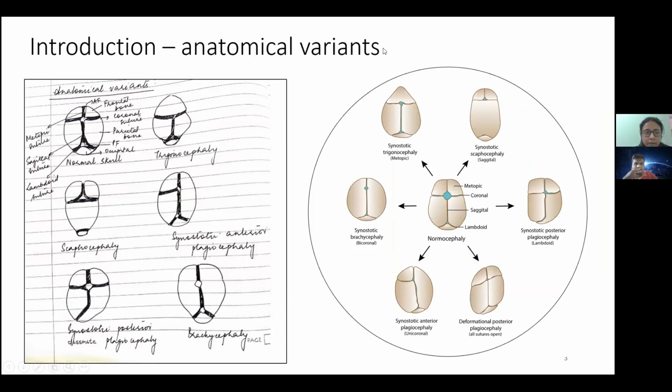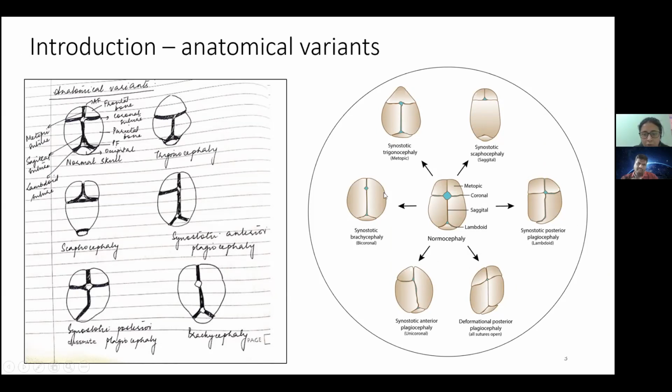So these are all the anatomical variants that are there. This is the figure of a normal skull with all the sutures intact that we saw in the previous figure also. This is trigonocephaly. In trigonocephaly, the metopic suture is fused and the skull takes on a triangular profile. This is synostotic scaphocephaly, in which the sagittal suture is fused and the skull looks tower shaped or elongated.